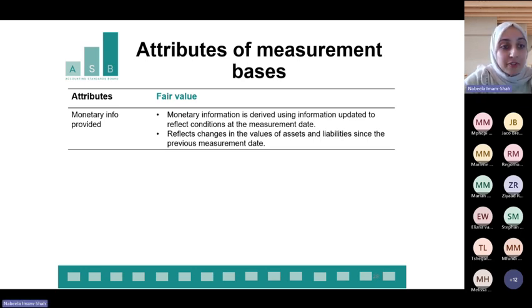What is the monetary information provided? For fair value measurement, monetary information is derived using information updated to reflect the conditions at the measurement date. It reflects the changes in the values of assets and liabilities since the previous measurement date. Now, fair value can be determined directly by observing prices in an active market. In some cases, it can also be determined indirectly.